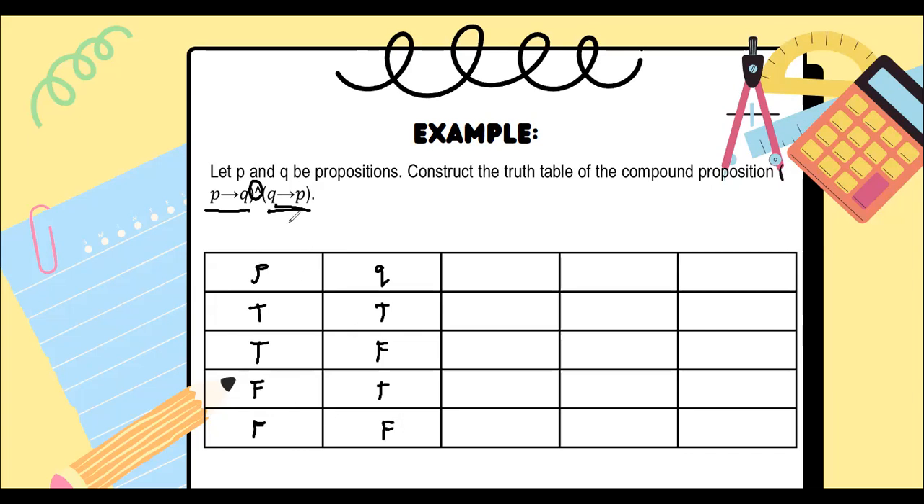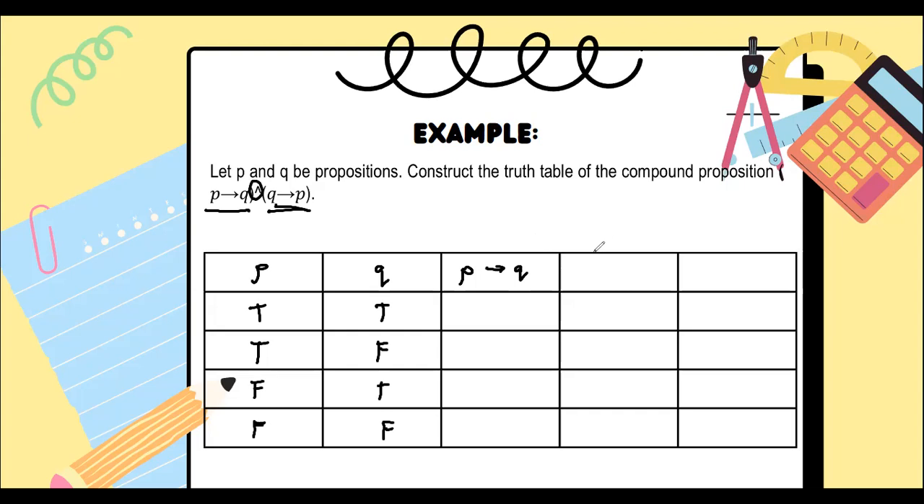Since we only have two propositions, P and Q, we only have four combinations or four rows. Okay? Now, in performing this, you are going to perform the symbols from left to right. So, let us start with our first group. That will be if P, then Q. Okay? If P, then Q.